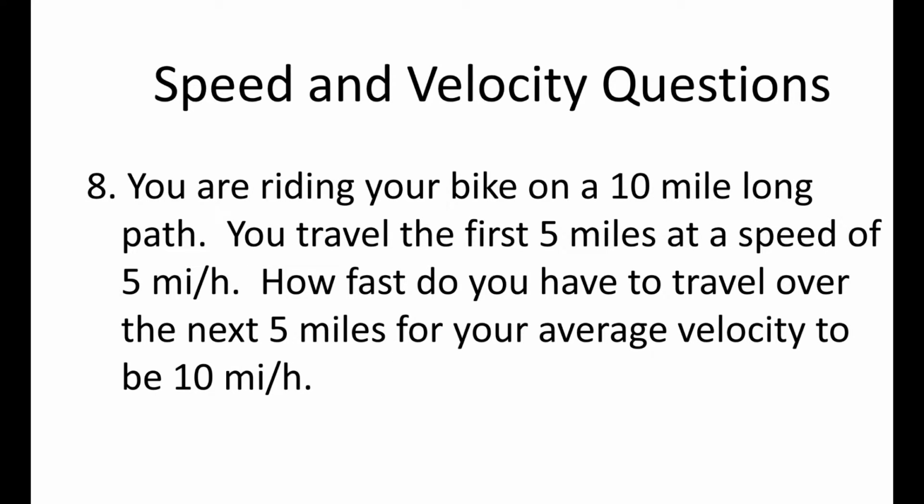You're riding your bike on a 10-mile long path. You travel the first 5 miles at a speed of 5 miles per hour. How fast do you have to travel over the next 5 miles for your average velocity to be 10 miles per hour? There's a trick one.